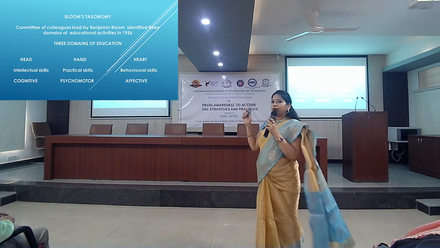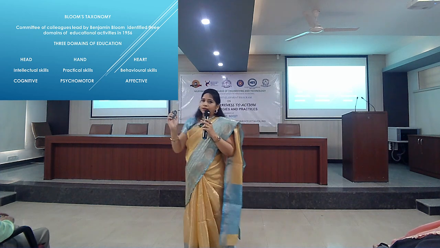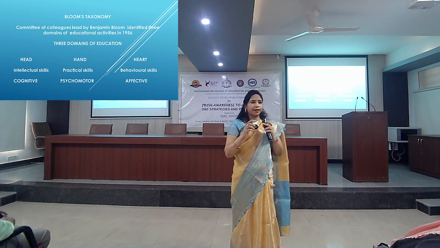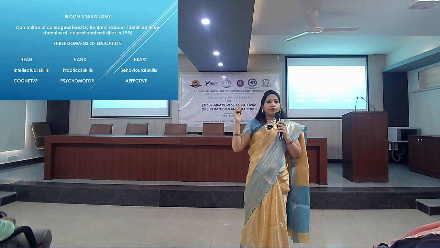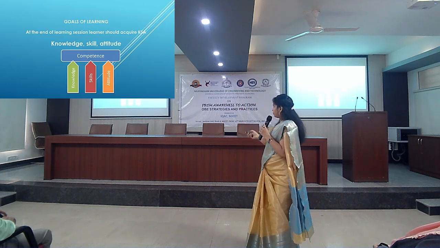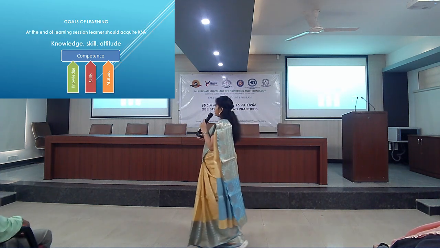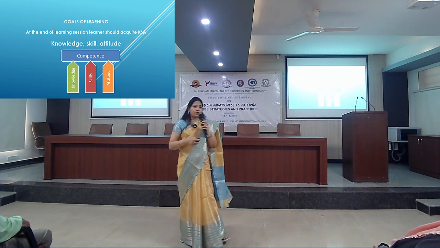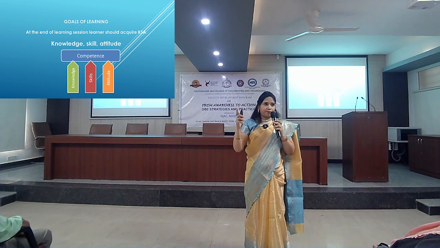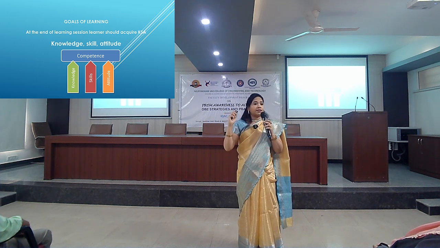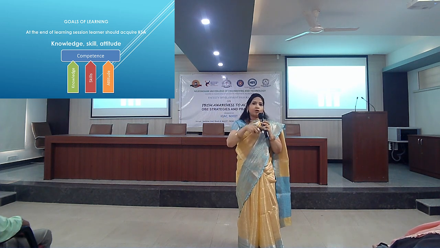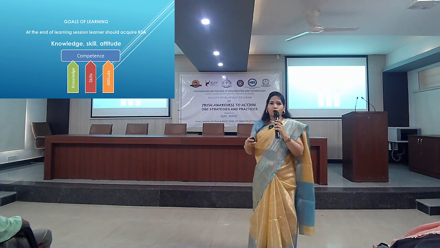So how many domains are there? Yeah, 3. Cognitive, it is related to the brain. Psychomotor, it is related to the hand. And then affective, related to the heart. And this is what I told, knowledge, skill and attitude. So attitude is very important. Though we call it KSA, now they renamed it as ASK. So what is ASK? They have brought attitude to the front: attitude, skill, and then you have the knowledge.